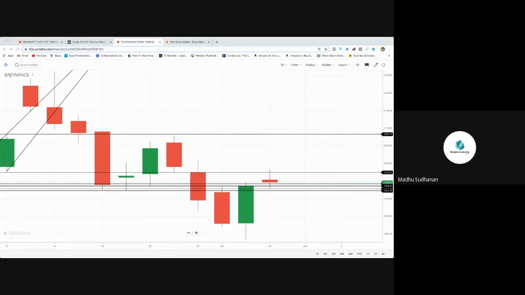We can't expect it to rise for Bajaj Finance as of now. In this scenario, we can't expect it to rise. So what I'm telling is, it's not a good idea to invest.